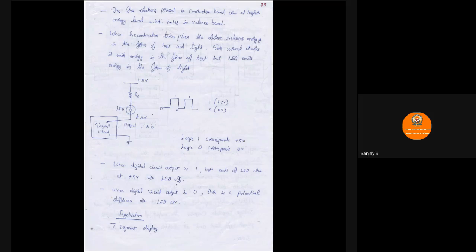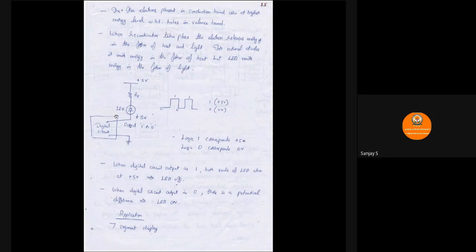Normal diodes generally emit the energy in the form of heat, but LED emits the energy in the form of light. So this concept of working of diode already you have seen in your basic electronics. So the only difference is here, this is a special type of diode that emits energy in the form of light. So this is the LED driver circuit.